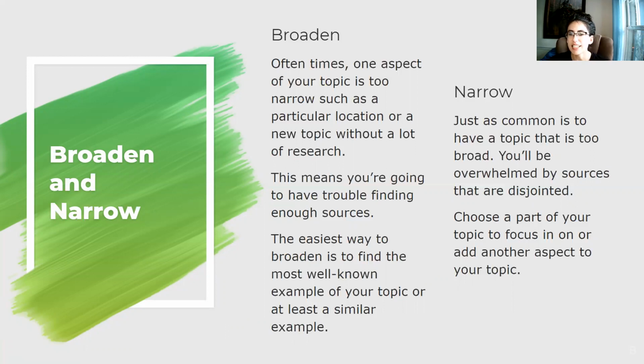And the next idea is narrowing it down. It's a common thing I've seen that students have a topic that's way too broad, meaning that you're going to be overwhelmed by the amount of sources that you have, and those sources are going to be really disjointed. So what you'll need to do is narrow it down. And this can mean just choosing a part of your topic to focus on, or adding in another more specific aspect to your topic.